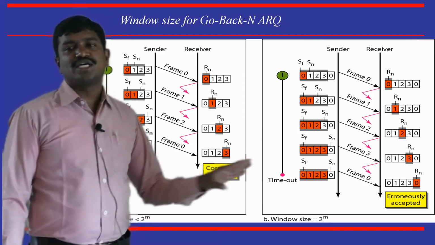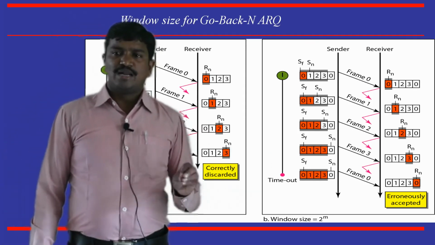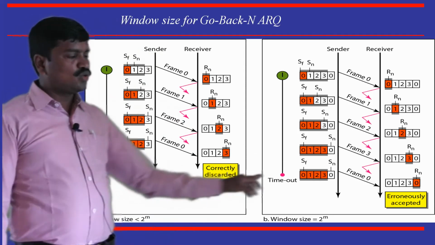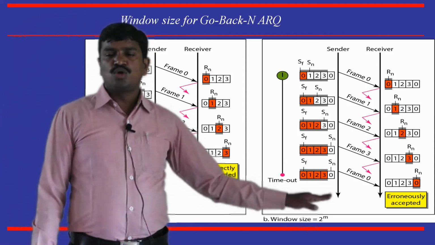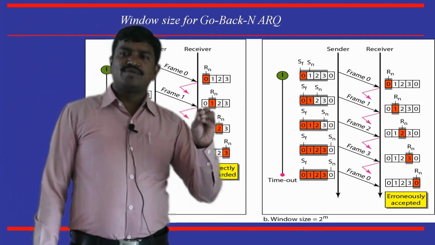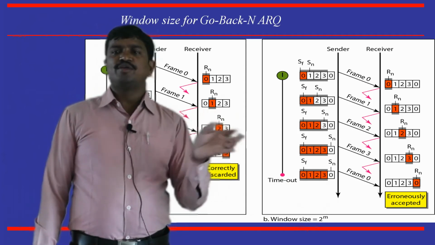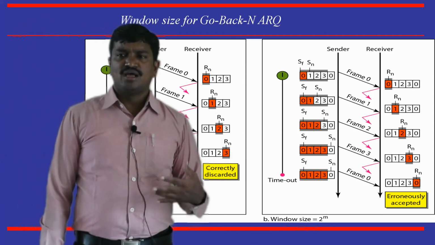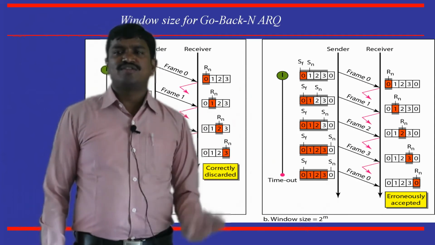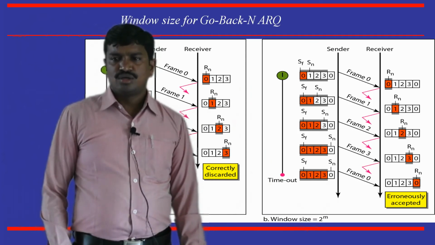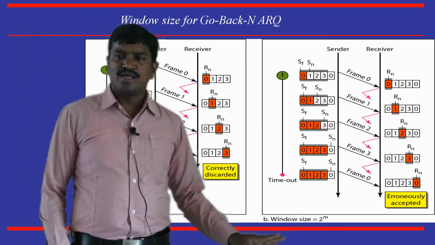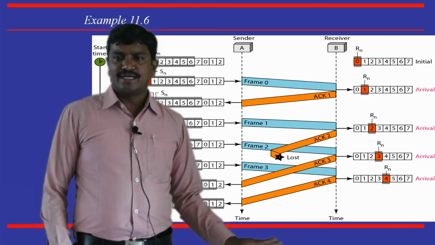So likewise, window size is decided in ARQ with the help of a formula, it should be less than 2 power m. It should not be equal to 2 power m. If it is equal to 2 power m, the receiver is not capable of understanding that the frame is already received. So it is going to accept it because of this error. So it is not possible to implement this method if you consider window size as 2 power m. It should be less than that.